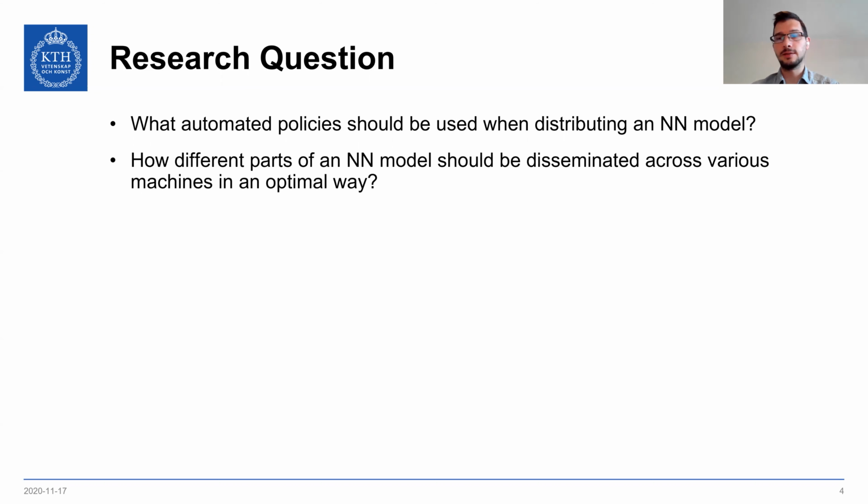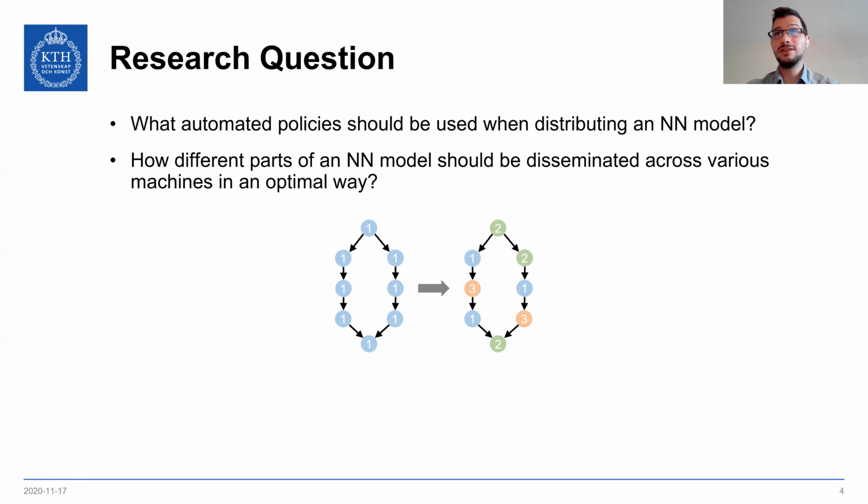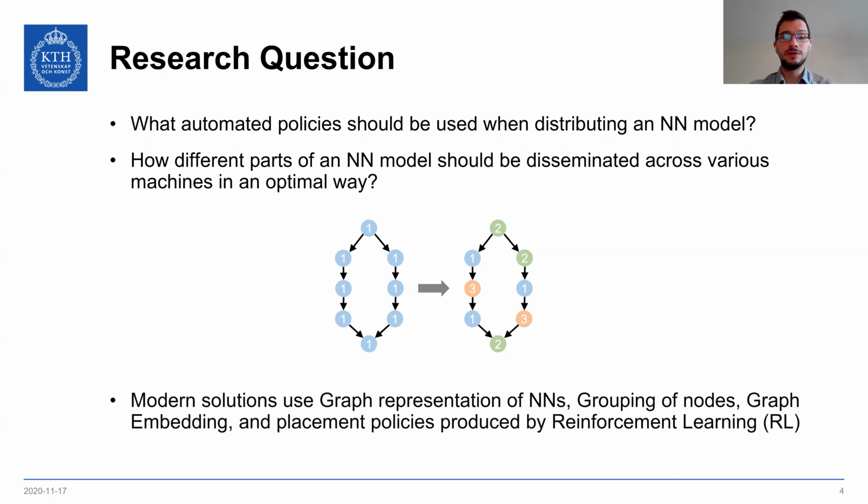To give a rudimentary example, we see this neural network represented as a graph. The graph nodes represent NN operations. The numbers represent which device an operation is placed on. What we want to achieve from this is an automatically generated distribution of operations, like the second picture, and hopefully it has optimal runtime. The current solutions that try to solve the device placement problem have a few common traits.